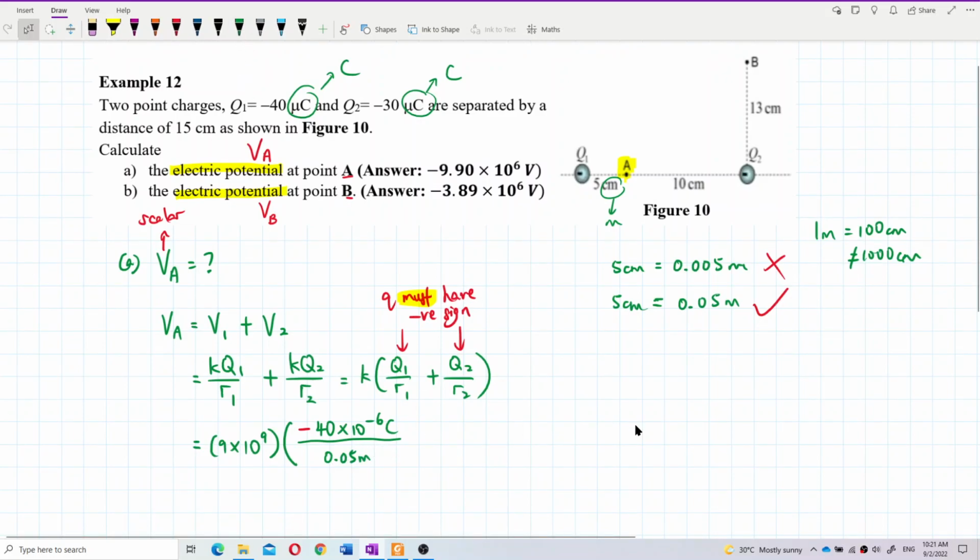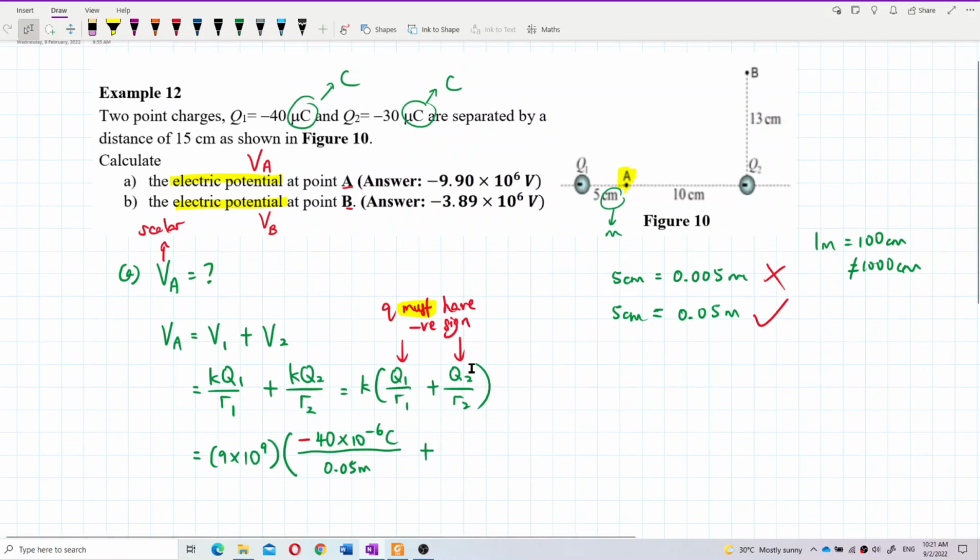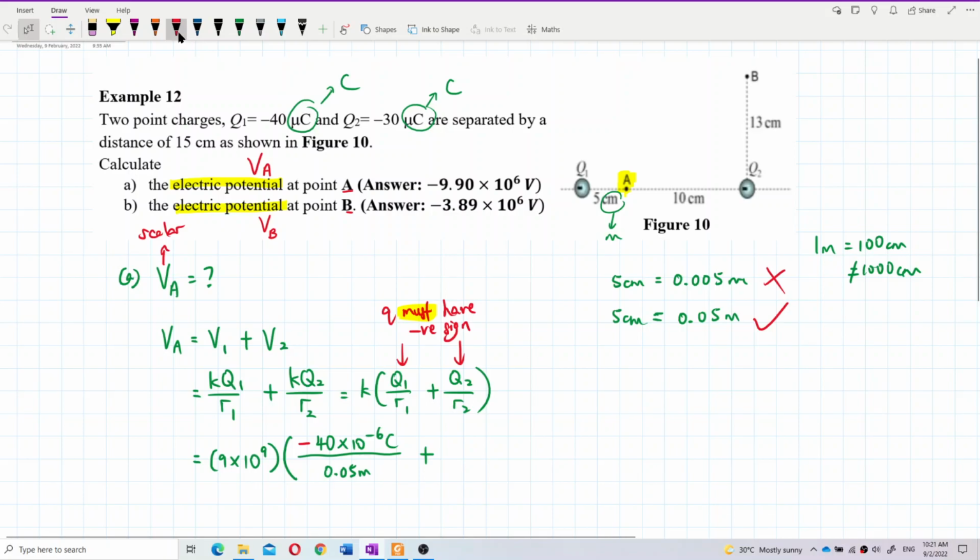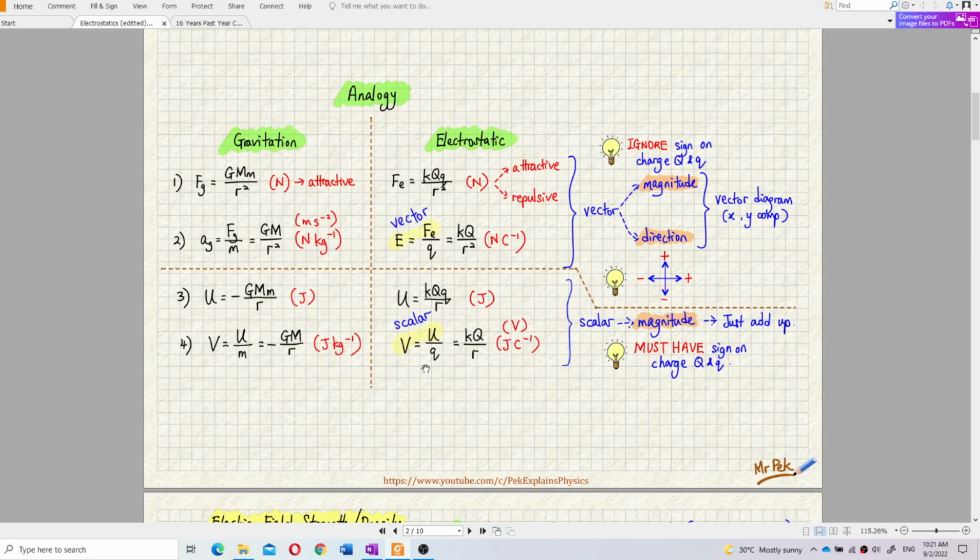And then following, the Q2 is negative 30. So remember, also need to put the negative sign. Potential and potential energy is a scalar quantity. The charge must have sign. Only the force and electric field, which is a vector, when you calculate the magnitude, the charge ignores the negative sign. Understand? But for potential and potential energy, the charge must have negative sign. That's the difference between a vector and scalar.